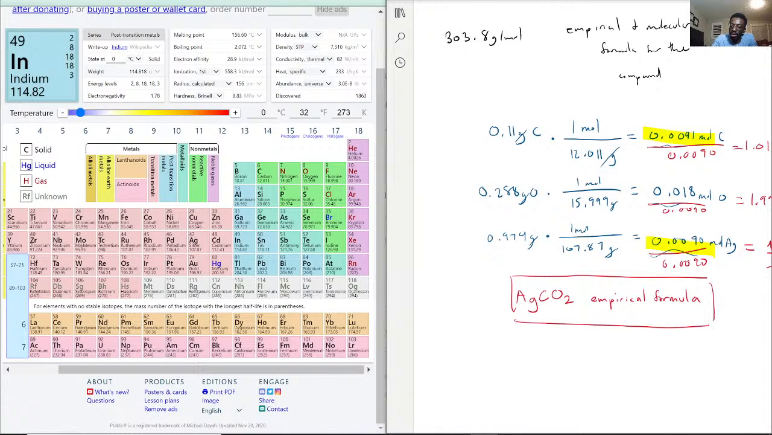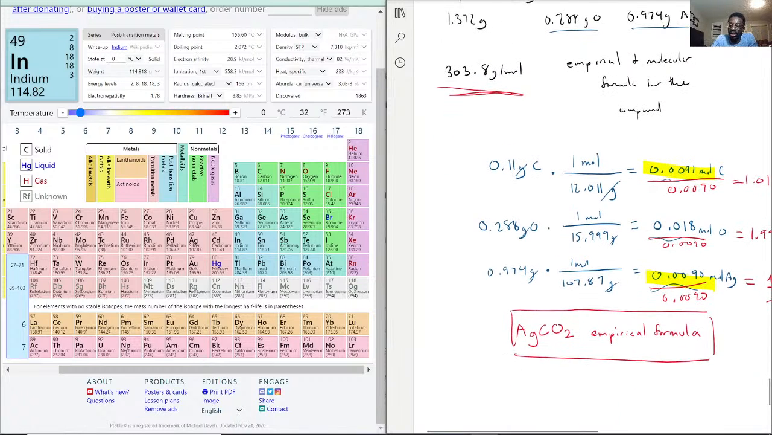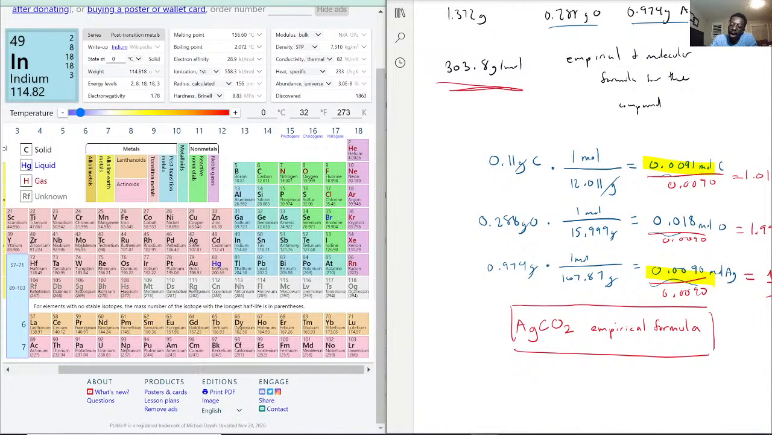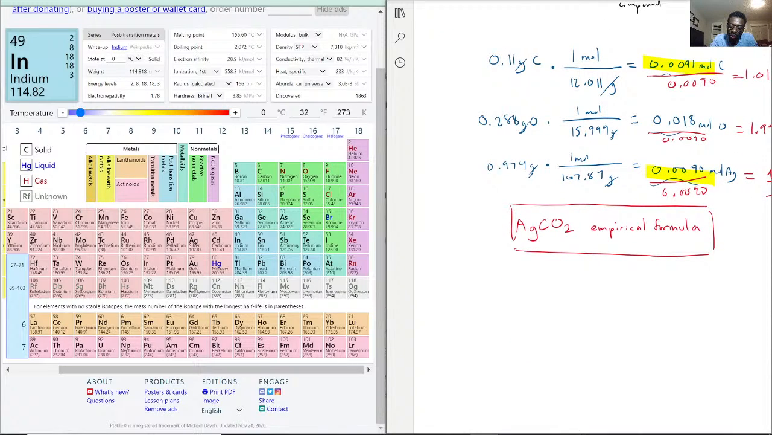And now you're probably wondering what we're going to do with this molar mass. You're actually going to find out how many of these AgCO2s fit into that 303 to find out the multiples of AgCO2 there is. So what we actually need to do is now get the mass of each one.